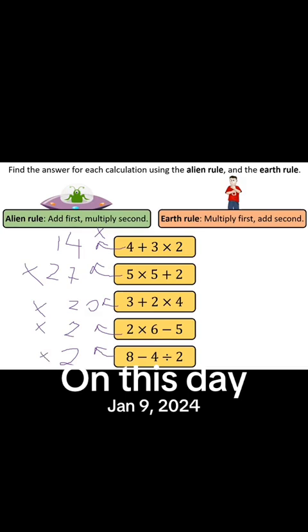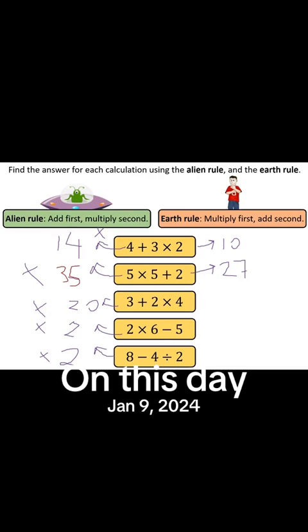We multiply first, then add second. So we do 4 times 3 first, which is 12, and then we do 4 plus 12, which is 16. Next one, I do 5 times 5 first, which is 25, plus 2, that'll be 27. So that's actually right. So I've made a mistake there. That answer, according to the alien rule, should actually be 35, because they've done 5 plus 2, which is 7. 5 times 7 is going to be 35.